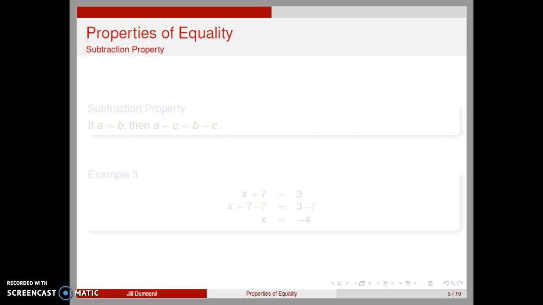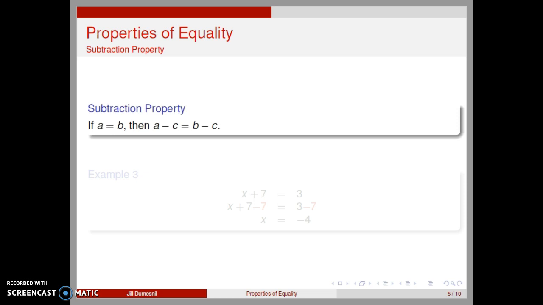The subtraction property of equality follows immediately from the addition property, since A minus C is A plus the opposite of C. The subtraction property says we can subtract any quantity from both sides of any equation. For example, to solve the equation x plus 7 equals 3, we can subtract 7 on both sides of the equation to produce that x equals -4.